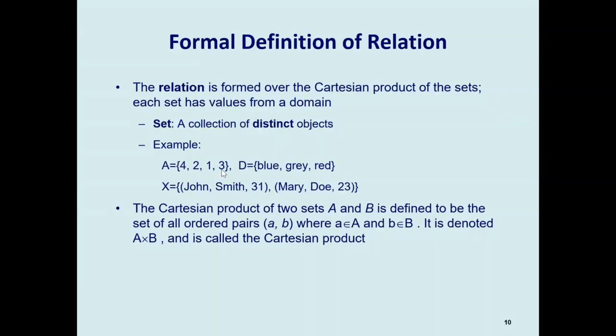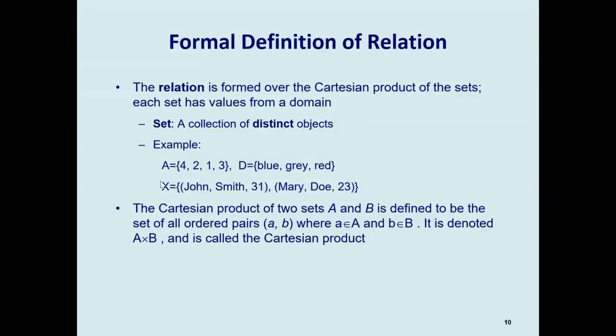It contains 4 distinct elements. D is also a set, containing 3 distinct elements representing colors. And then X can also be considered a set, where each element is considered a composite. Compared to A or D, each element of X contains multiple fields or subcomponents.